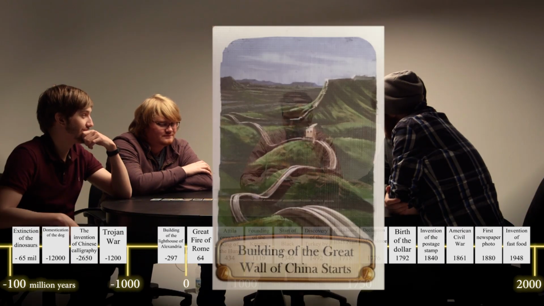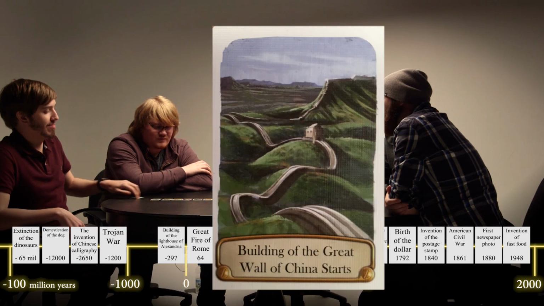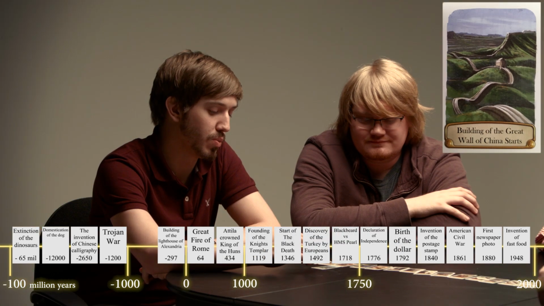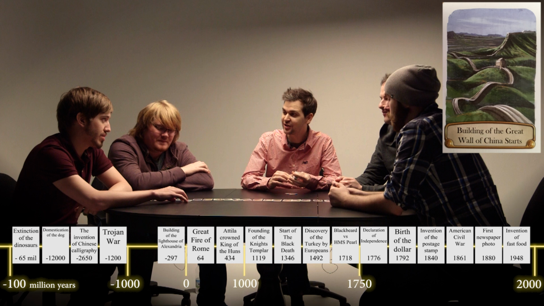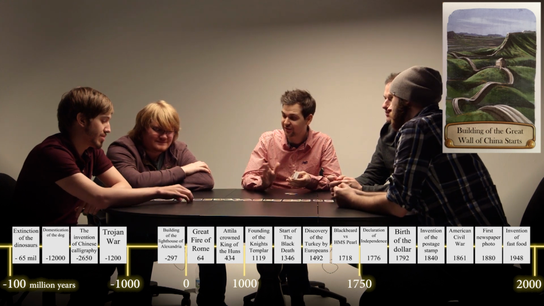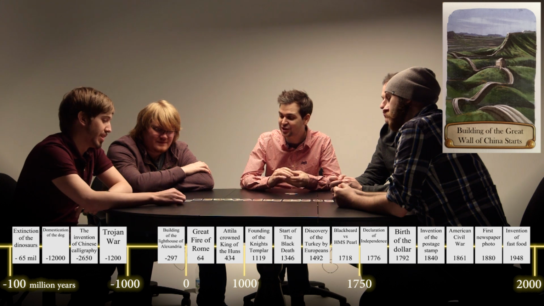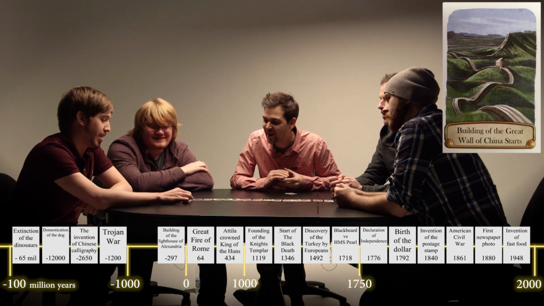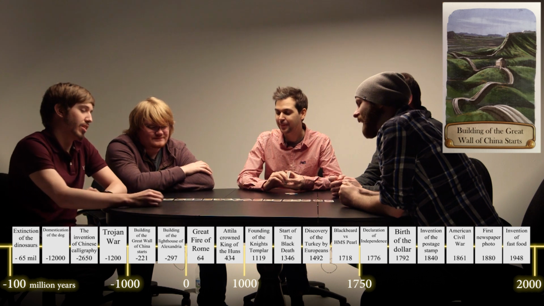For you, the building of the Great Wall of China begins. Whoa. They built it to keep out the dinosaurs, didn't they? Was it before or after the Trojan War? Oh, I'd say before the Trojan War. After the Trojan War. You sure about that? Okay, go for it. We're not going to put you off. Just go for it. Follow your instincts. Whoa! Minus two. Did it! No way!